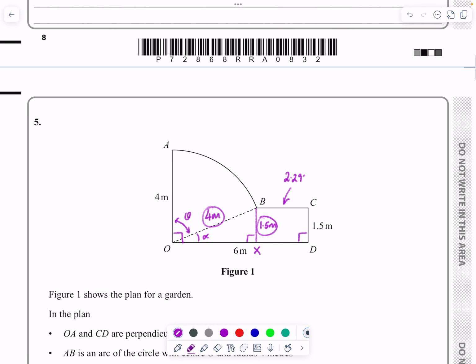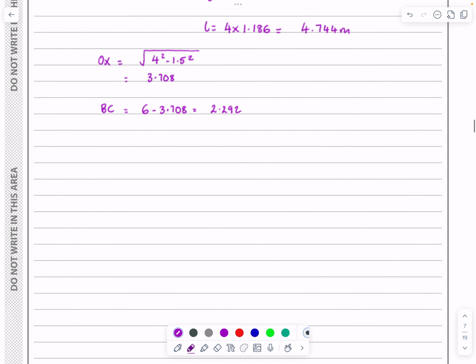I'll put it back on the diagram, but don't necessarily need it on the diagram there. That's 2.292 now. And we had that this was 4.744 here. But now I've got enough information to work out the perimeter. I want to make it clear to the examiner, so I might actually just take the extra couple of seconds to say, when I'm working out the perimeter here, go back and look at the diagram, it's AB, BC, CD, DO, and then OA. So in case there's any method marks going, I'm certainly making it clear what I've actually done, in case I made a mistake somewhere.